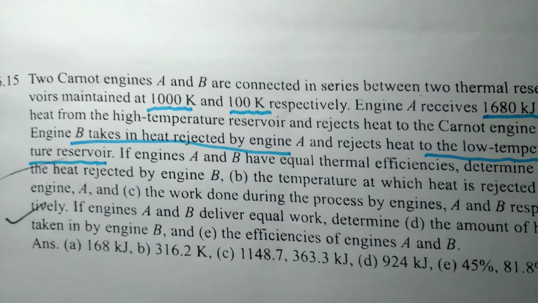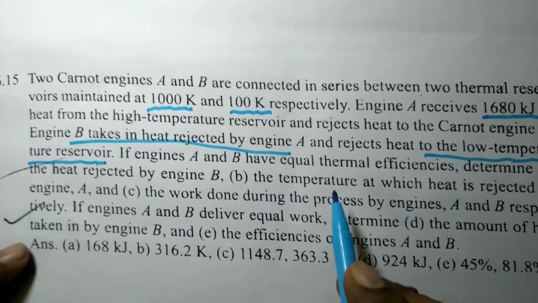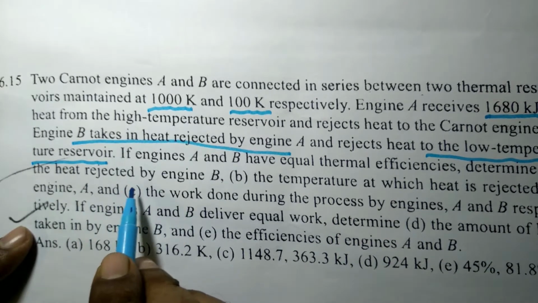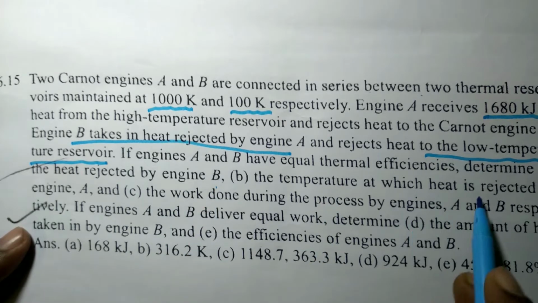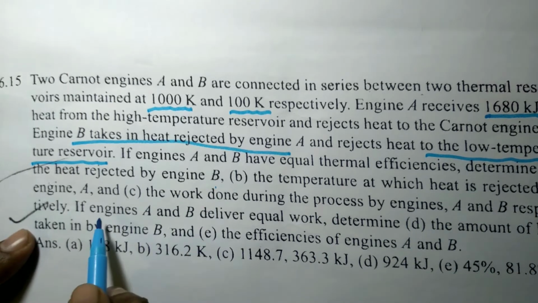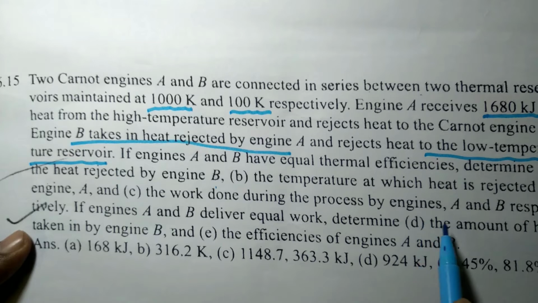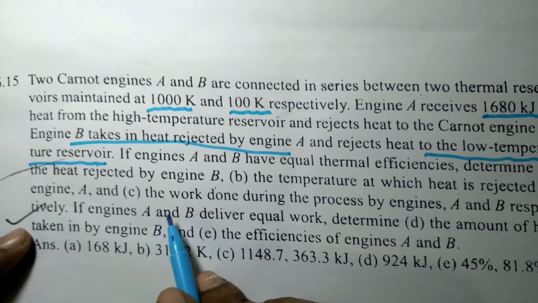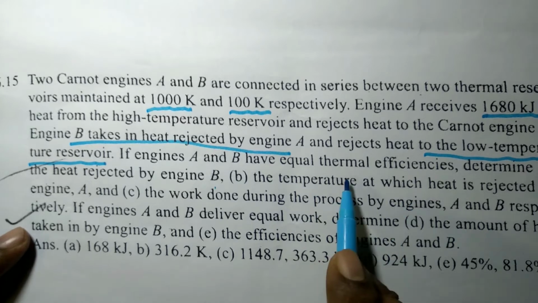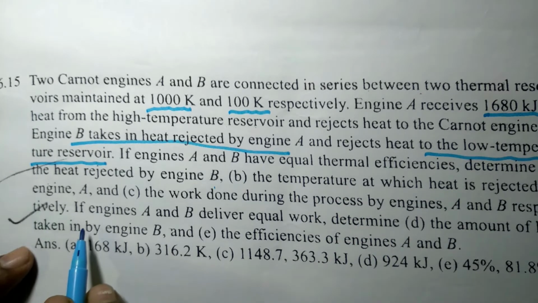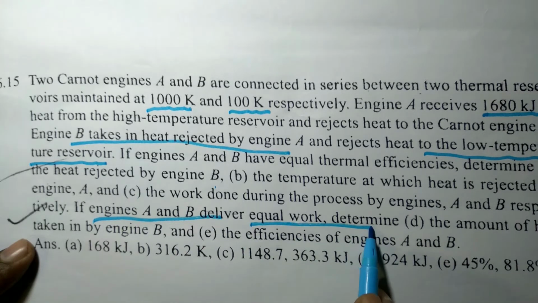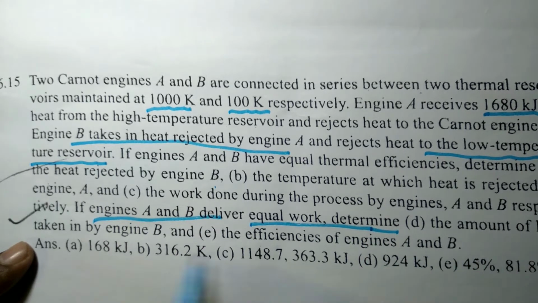So if the engines A and B have equal thermal efficiencies, determine the heat rejected by engine B, the temperature at which heat is rejected by engine A, and the work done during the process by engines A and B respectively. So there are two cases. First case is for the same thermal efficiencies, and second case is if the engines A and B deliver equal work, then determine these things.